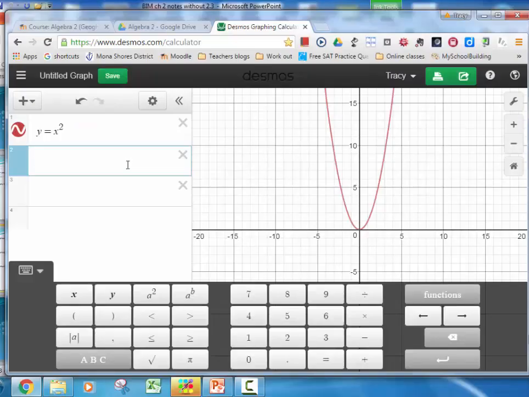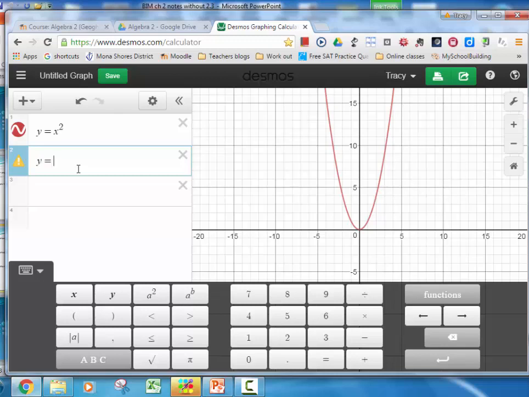So if we look at our parent function here, y equals x squared, you can see that it's a parabola and the vertex is down here at 0, 0. So this is your basic parent function. So what we talked about with seeing some numbers inside the parentheses and outside the parentheses is right here.